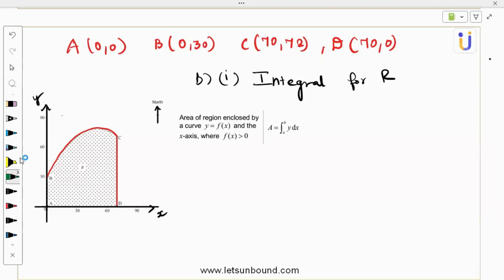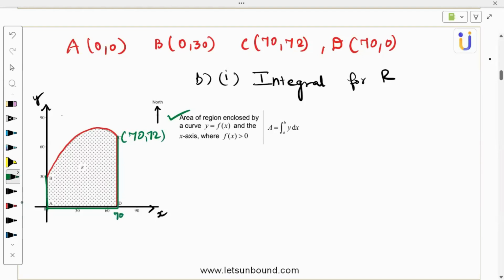This comes under the area of the region enclosed by the x-axis, where the curve is above the x-axis, not below. So this is the condition. This is available in our formula booklet: A is equal to the integral from a to b of y dx, where a is the lower bound and b is the upper bound. So this curve starts at 0 and ends on this side at 70, because D is at 70. So that's why we are clear with the bounds.